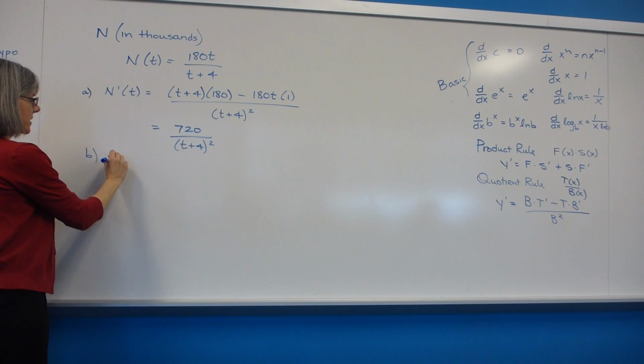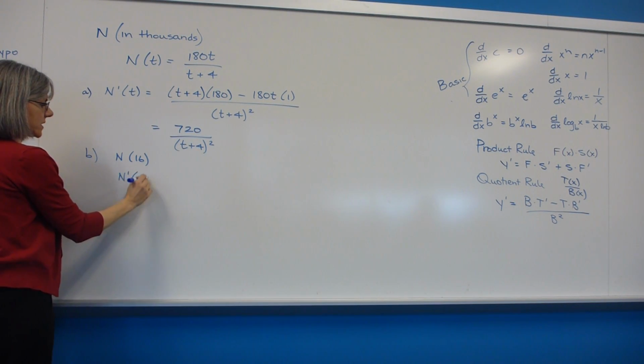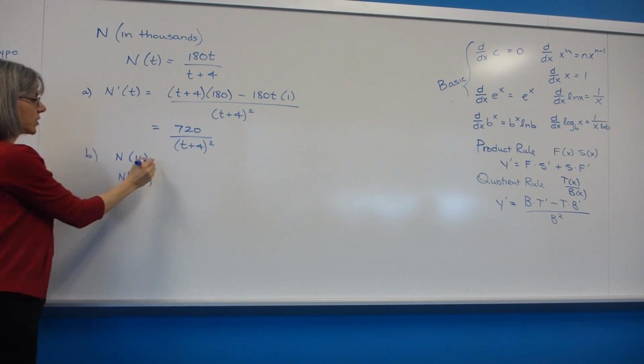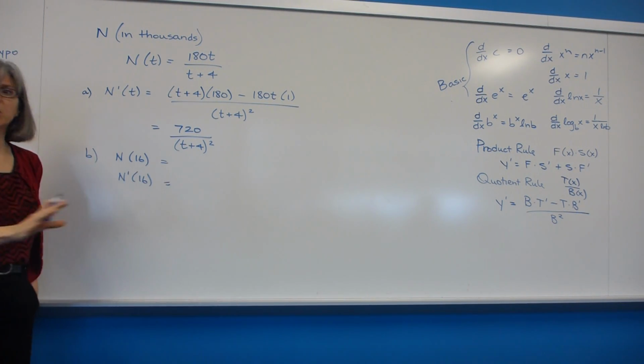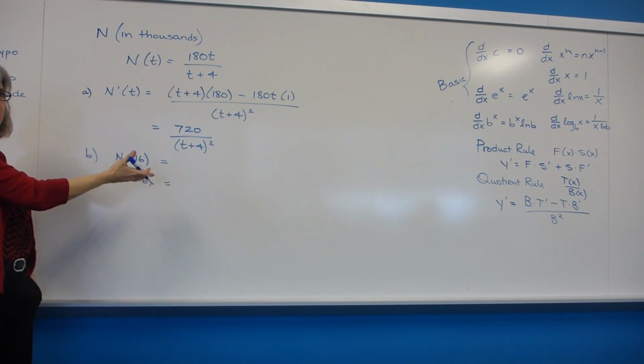All right, so the next thing is to find n of 16 and n prime of 16 and interpret. Remember what interpret means. Finding these numbers is identifying; that's just putting the number in. Interpret says, what do those numbers mean? What does it mean to have a value?